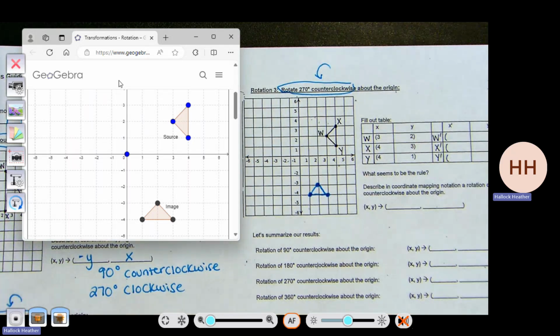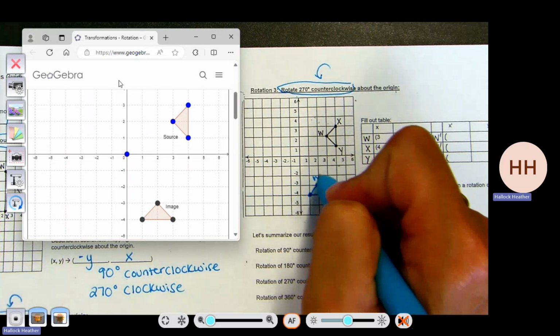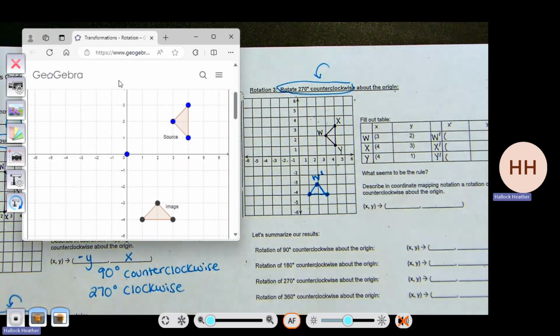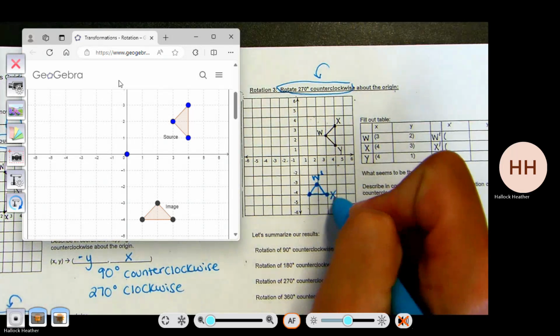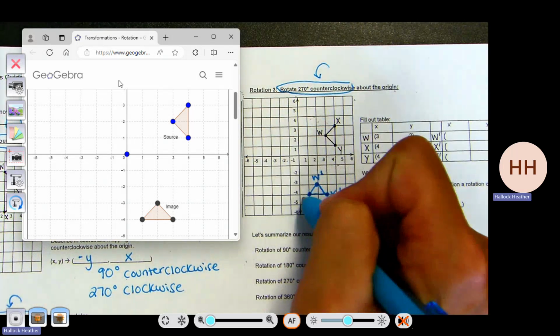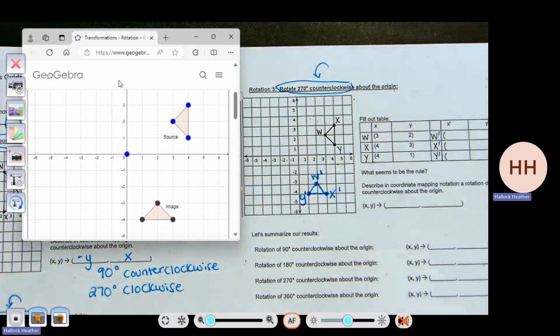If you watch the way it wrote, W would be right here, because it's closest to the origin. This point right here, if you watched it spin, is going to lead the way. So this one is X. So X prime is right here. And then Y prime is around here.